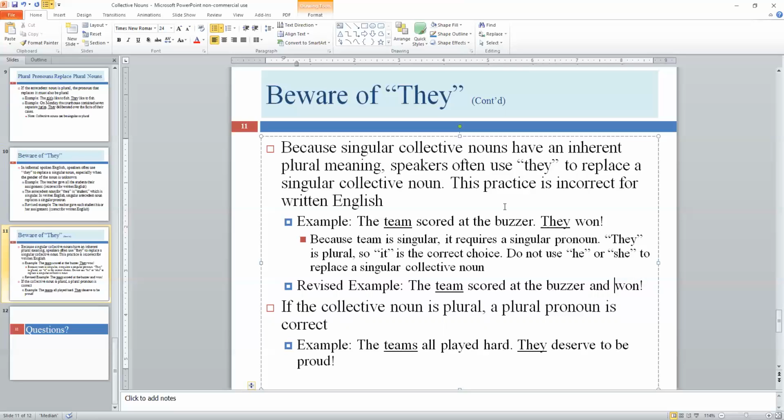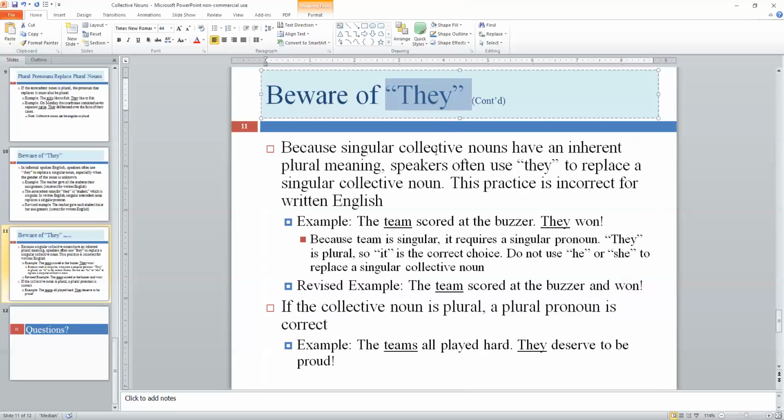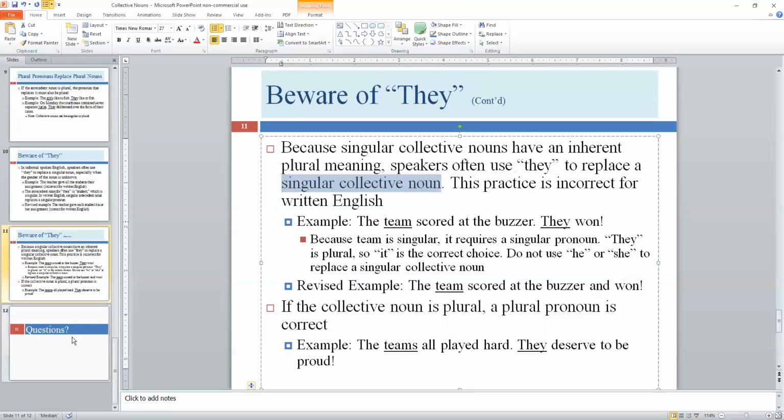So remember the scary they, beware of it, use it only when it's grammatically appropriate in written English, and this is especially important to keep track of when you're dealing with singular collective nouns.